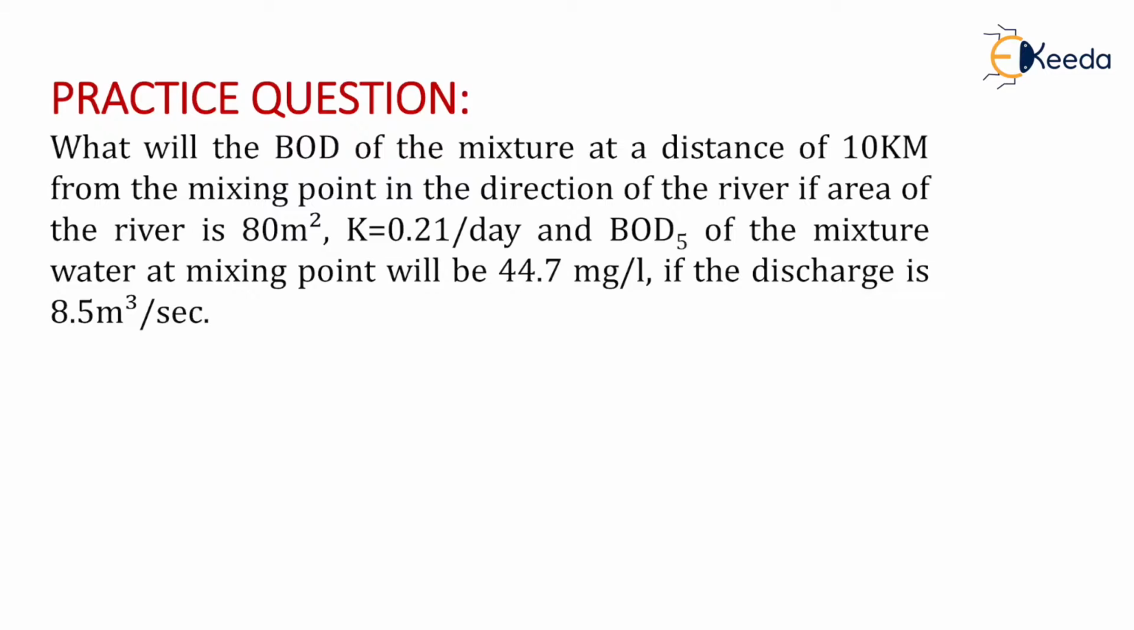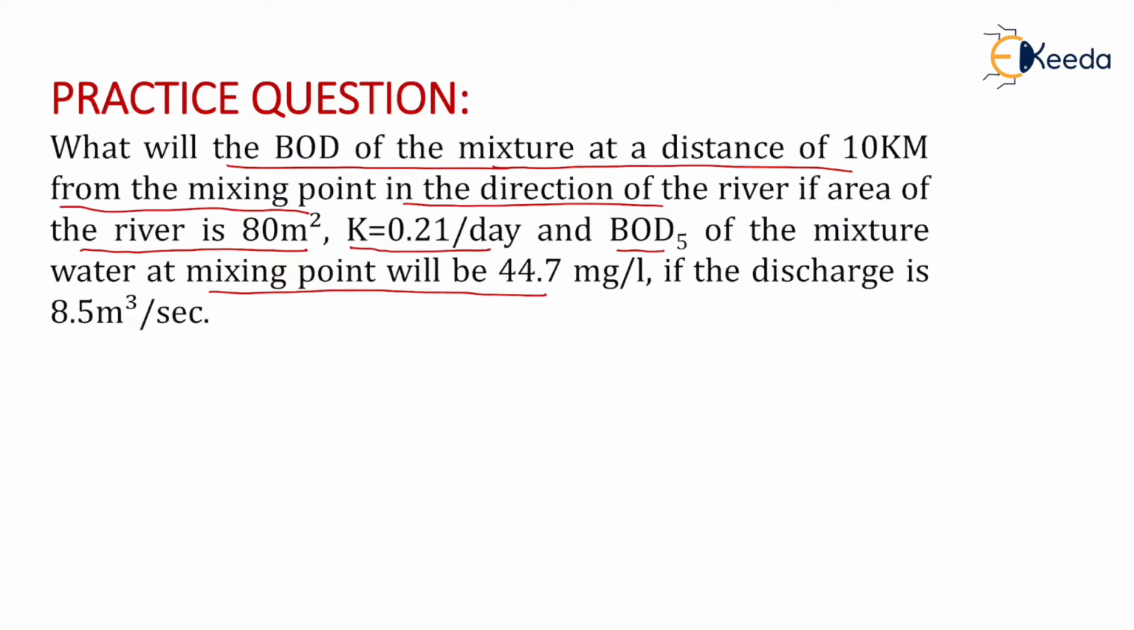The question is: what will be the BOD of the mixture at a distance of 10 km from the mixing point in the direction of the river, if the area of the river is 80 meter square, the value of K is 0.21 per day, and the BOD5 of the mixture at the mixing point is 44.7 milligram per liter, if the discharge is 8.5 meter cube per second.